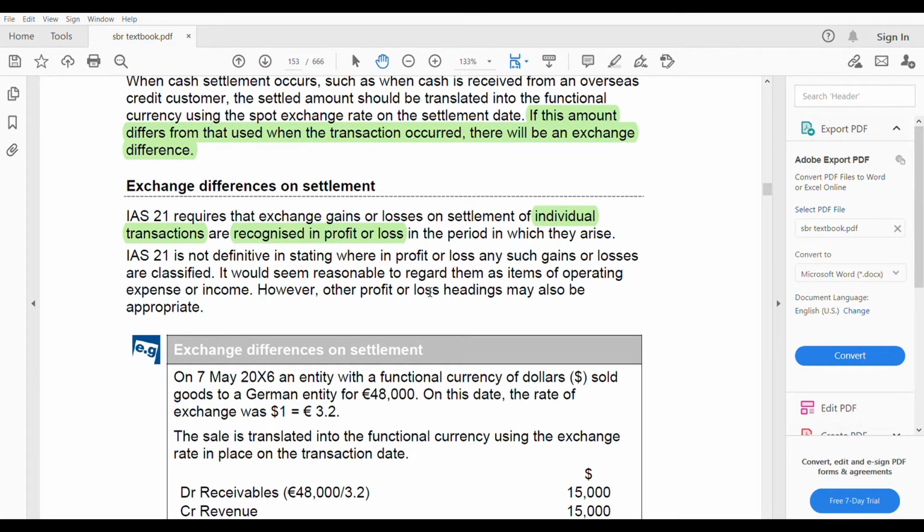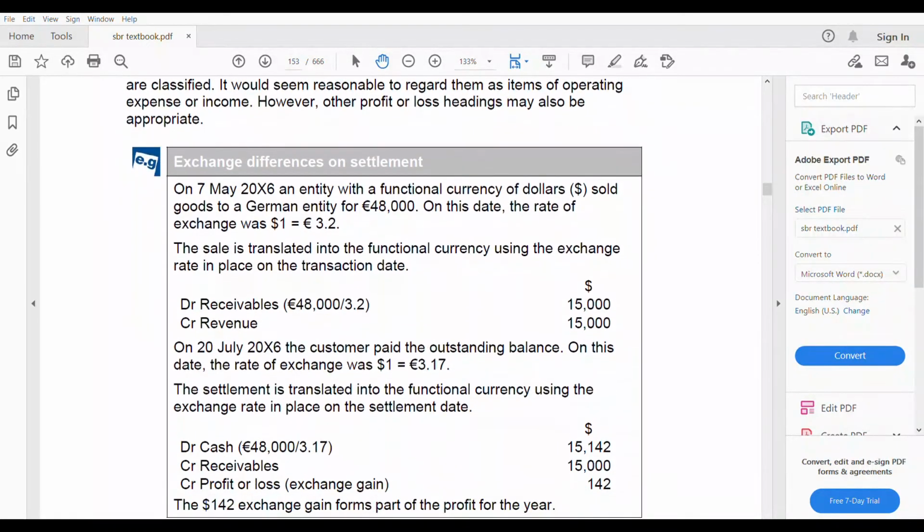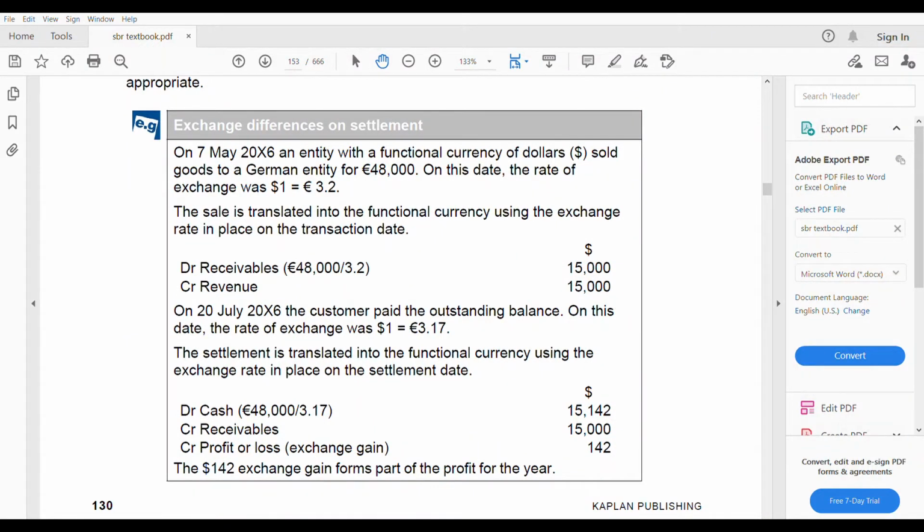Now let us go to this example. The key thing is you should know how to account for exchange differences. This is what will be asked in group accounting also. This is much easier, of course. In group accounting, a little more work is required.